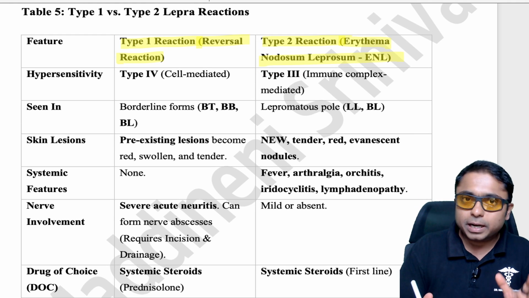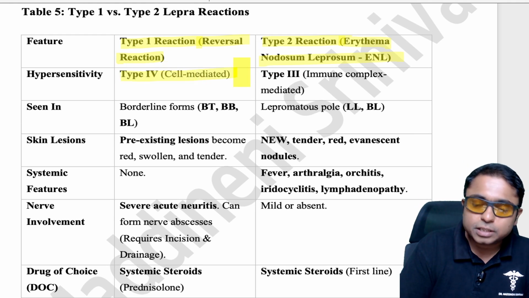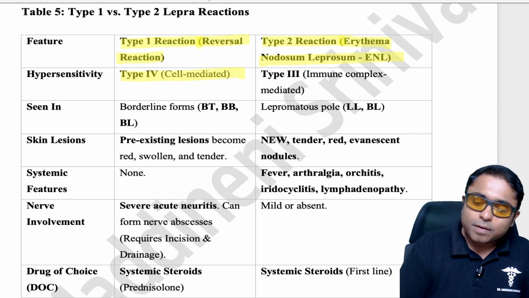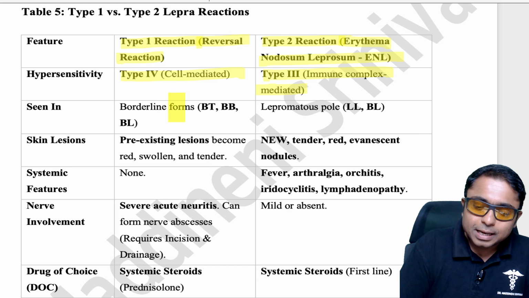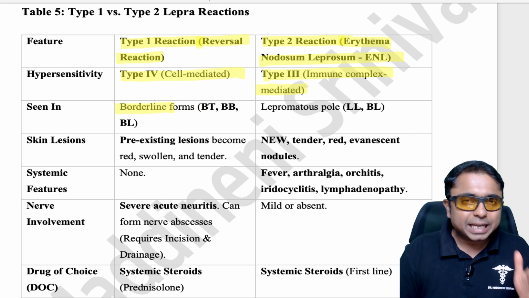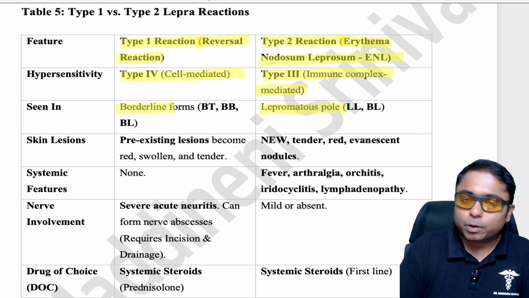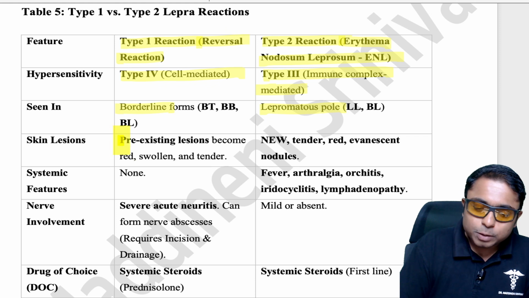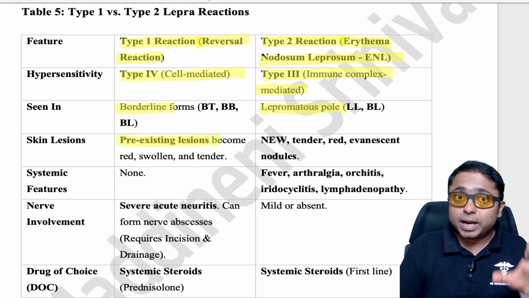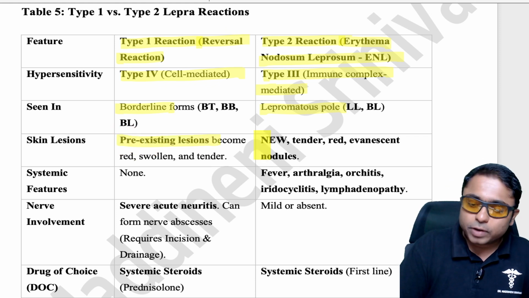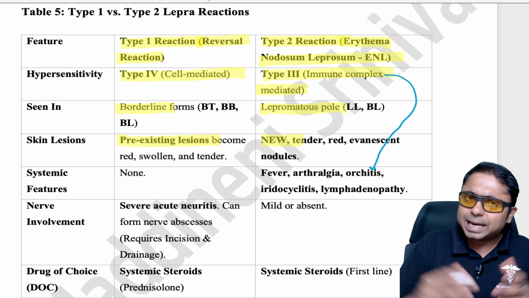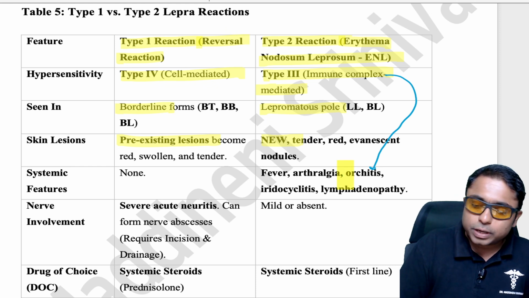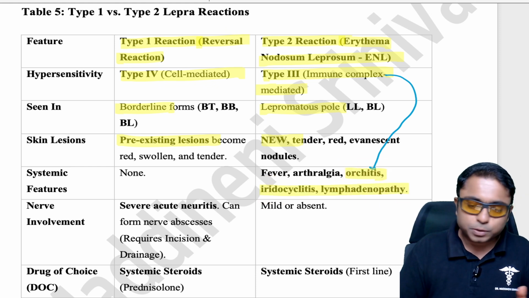Remember, type 1 lepra reaction is a type 4 hypersensitivity reaction, that is cell mediated immunity, whereas type 2 is an immune complex mediated type 3 hypersensitivity reaction. Type 1 is seen in the borderline forms, BT, BB and BL, whereas type 2 is seen in the lepromatous pole, BL and LL. So the pre-existing lesions are going to become inflamed in type 1, whereas in type 2 new lesions are going to be produced because of the deposition of immune complexes anywhere in the body, and it's going to even affect other organ systems.